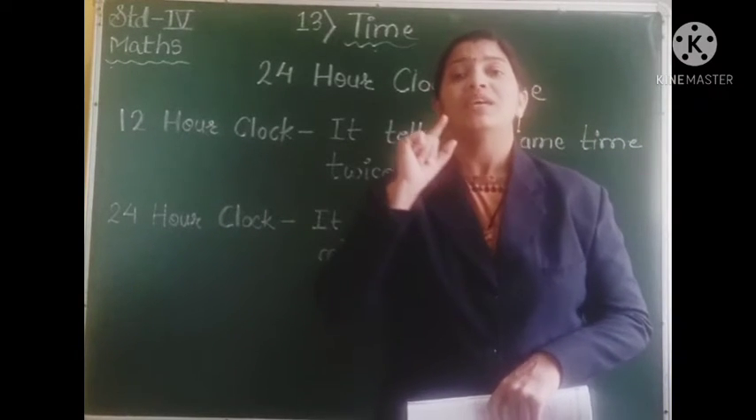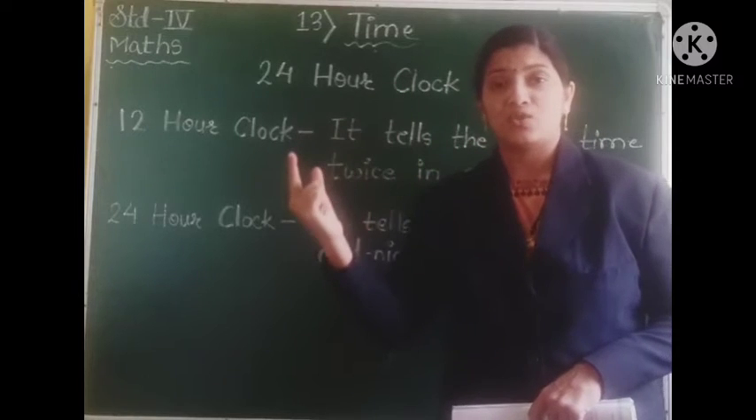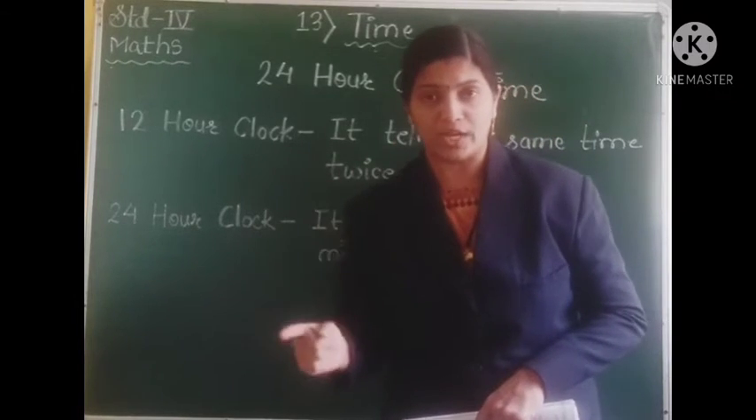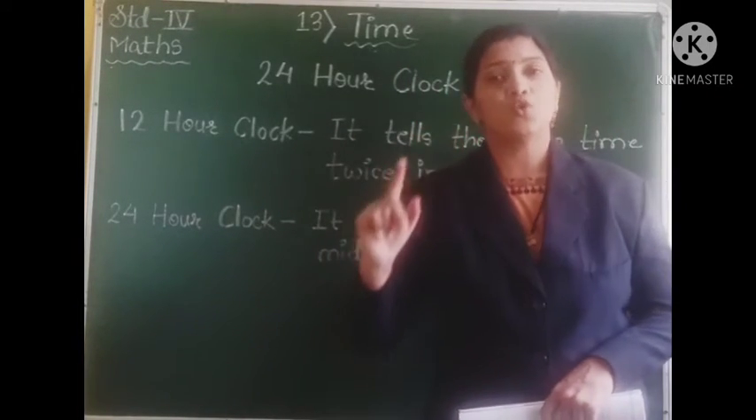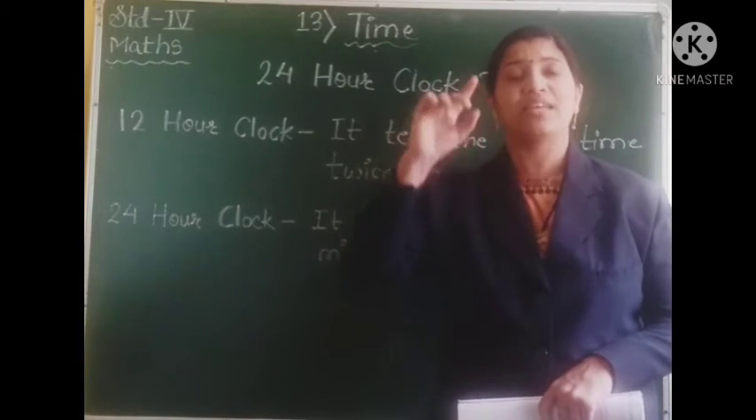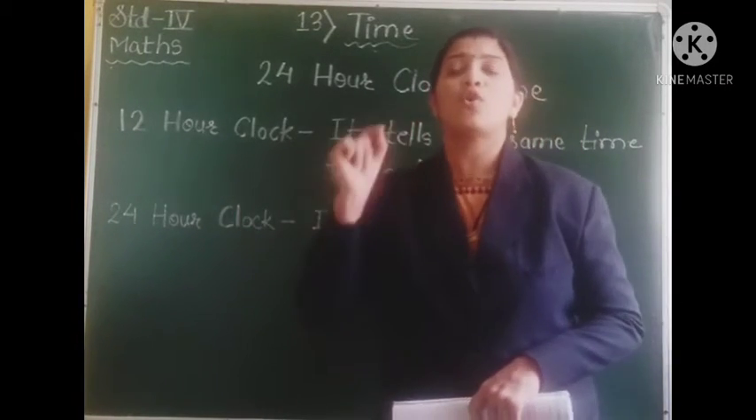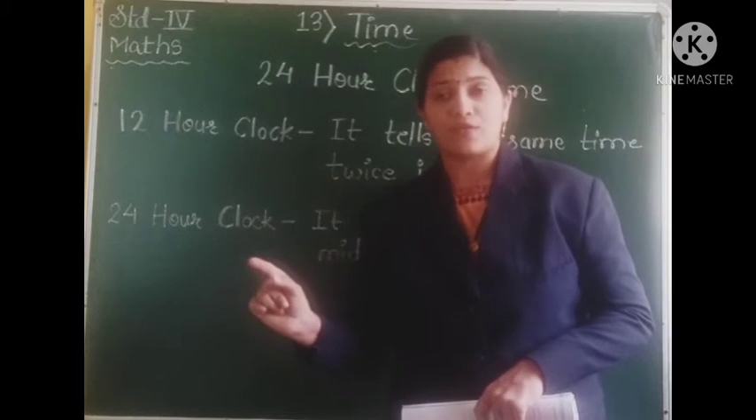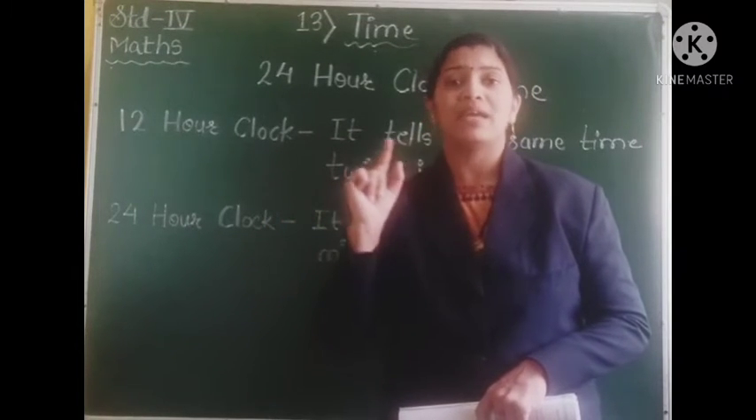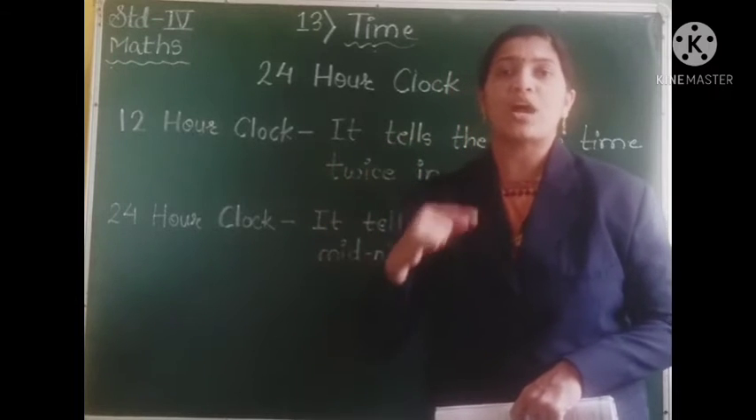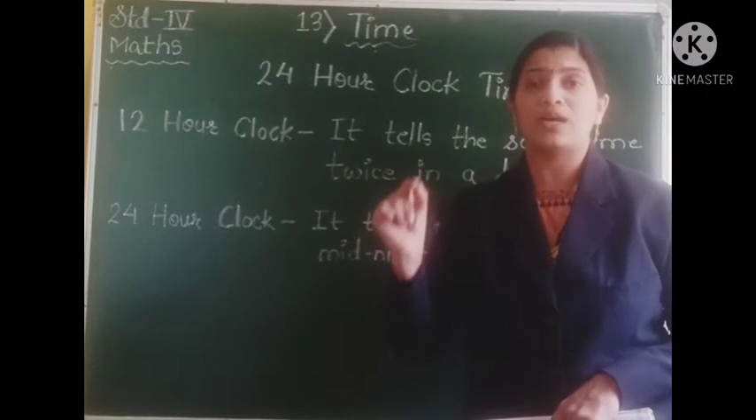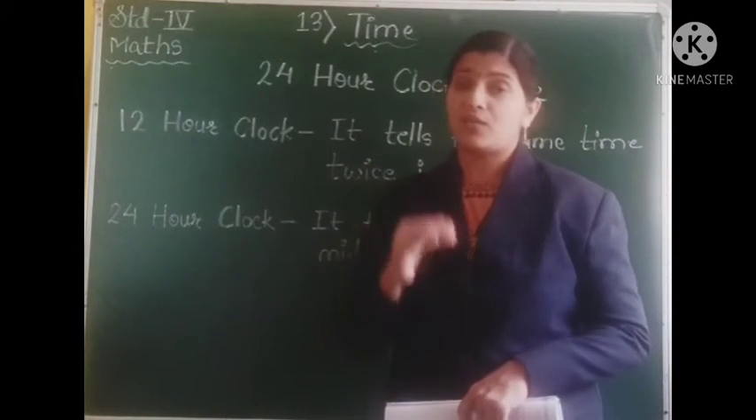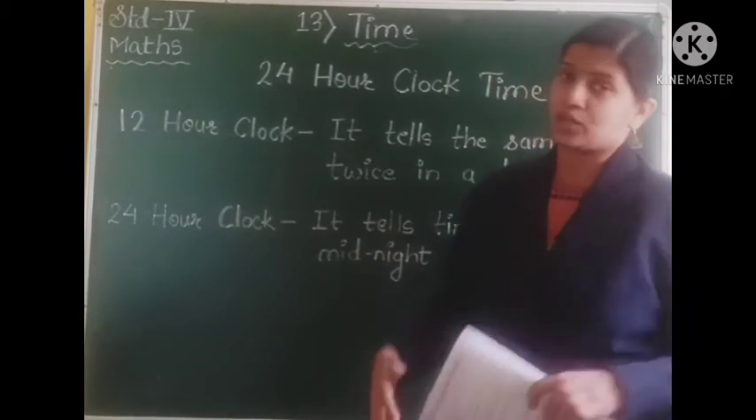That is from 12 in the night to 12 o'clock in the next night. That is, it shows the time from 1 to 24, whereas the 12-hour clock shows the timing from 1 to 12 and then again from 1 to 12. From 12 o'clock in the night to afternoon 12 o'clock, it shows the time AM, and the time shown after noon, from 12 noon to 12 midnight, is called PM. So this is the difference between a 12-hour clock and a 24-hour clock.